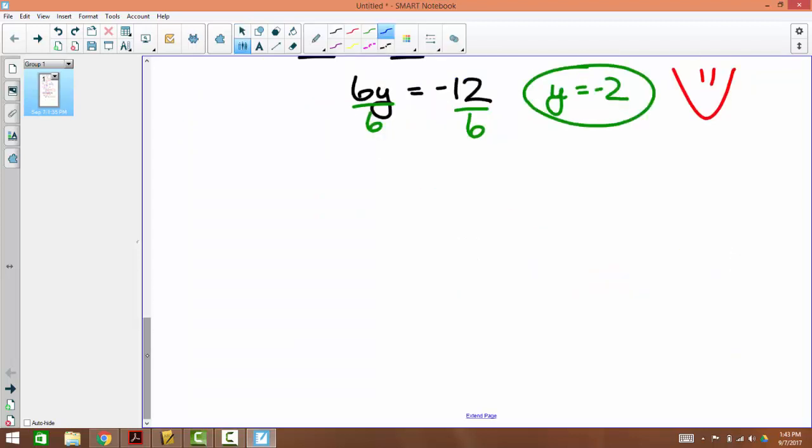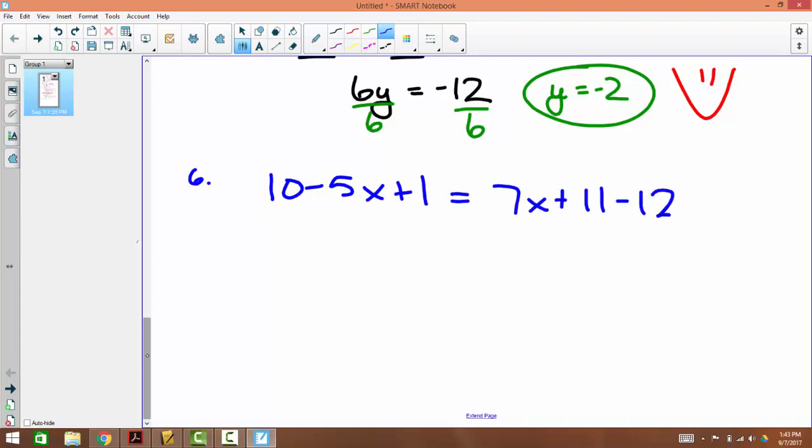Okay, 6. 10 minus 5x plus 1 equals 7x plus 11 minus 12x. If you want, go ahead and pause and see if you can do this on your own. All right, hoping you're feeling confident. All of the letters are going to go on one side. I really like the letters on the left, so I'm going to move the 7x.